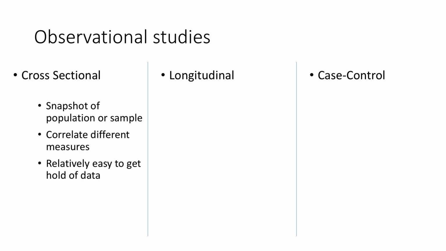Now, in cross-sectional studies, we take a single snapshot of a population or a sample at a given time, and we try to relate different measures using statistical methods. Now, cross-sectional studies are cheap and easy. You can usually rent a data set from your country's central statistics agency and go nuts on it.